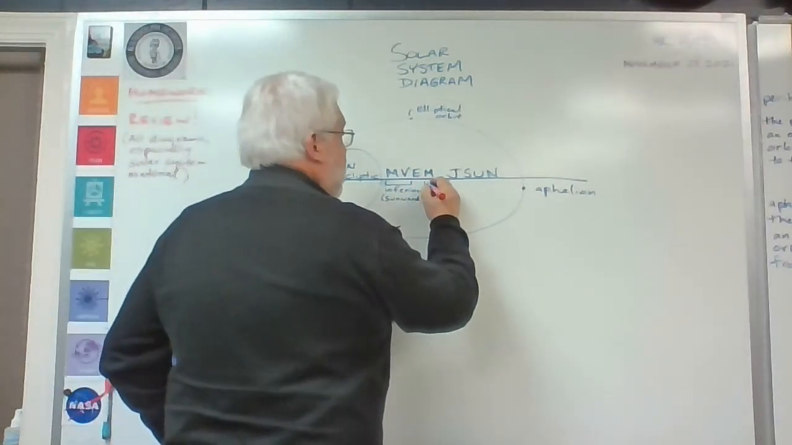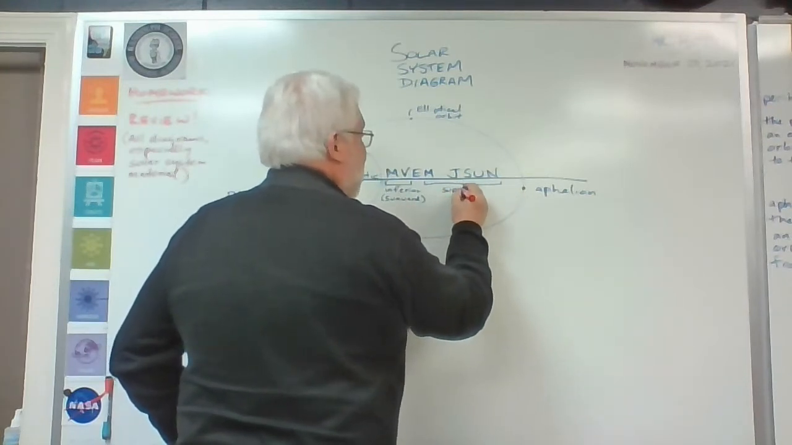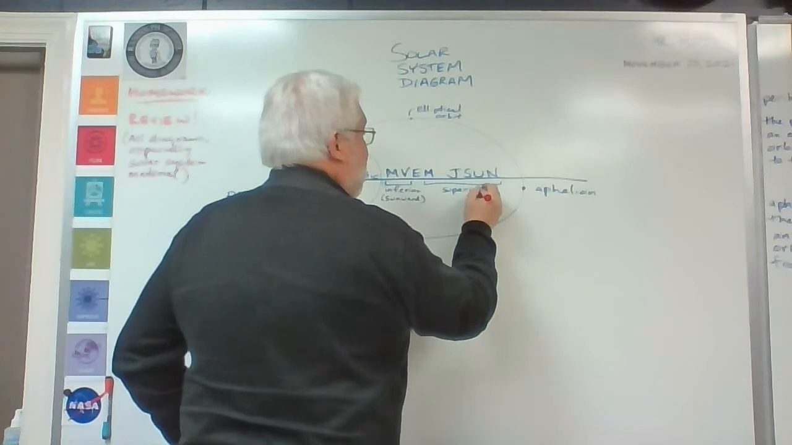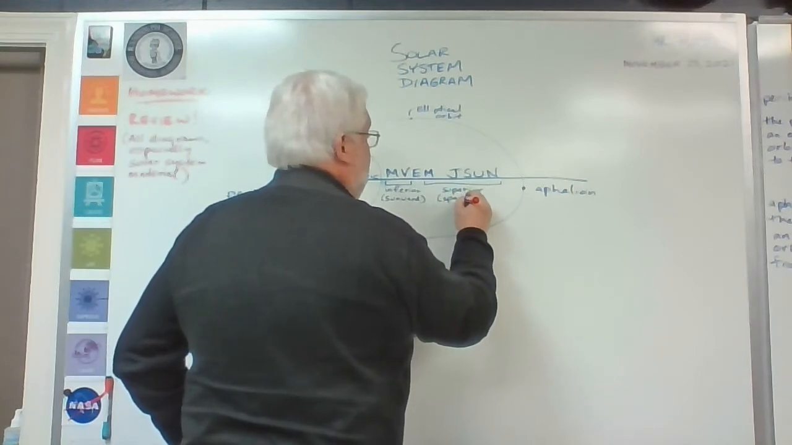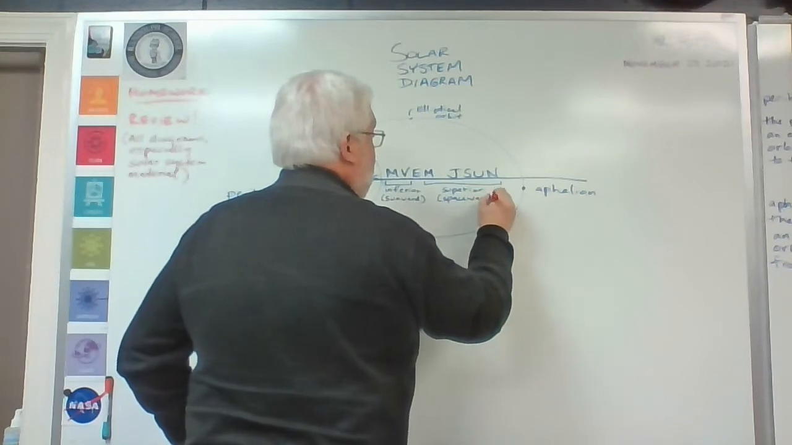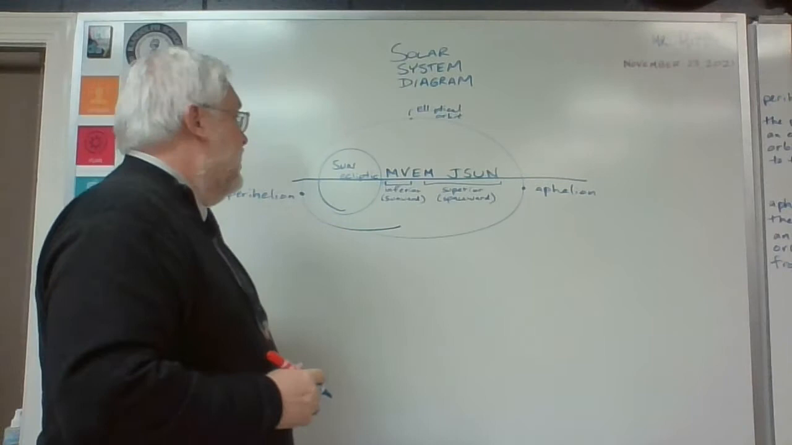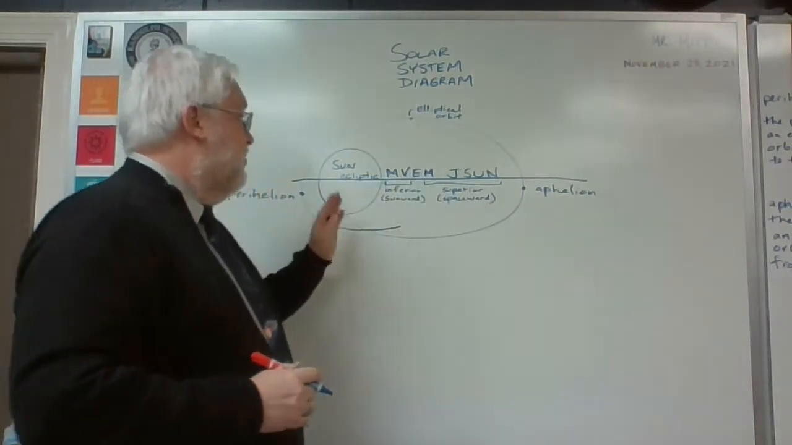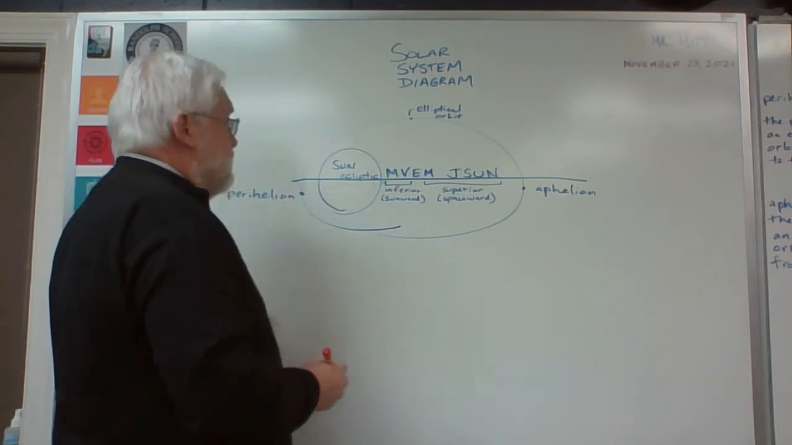The planets from Mars all the way out to Neptune are referred to as superior. It's not that they're better, it's just they are spaceward from Earth. They're farther away from Earth than these planets, the inferior planets.